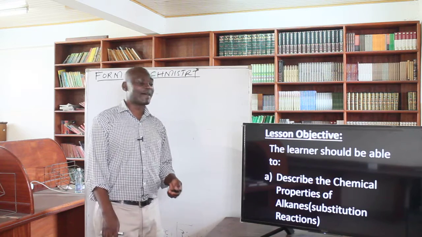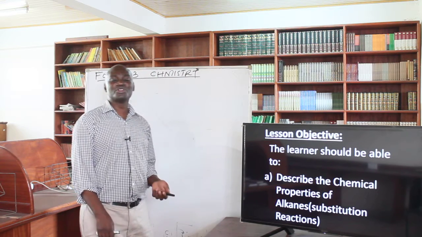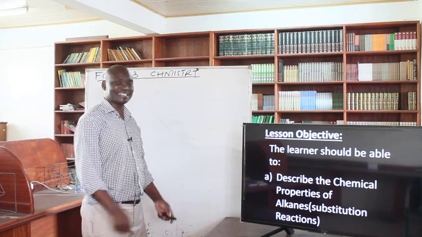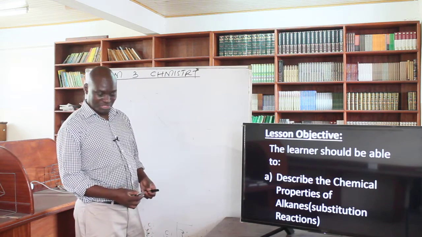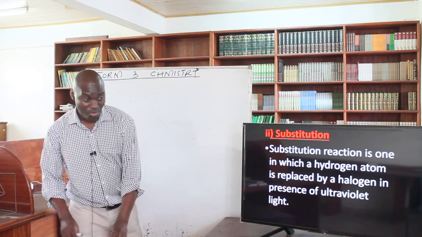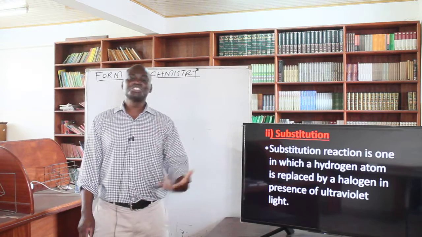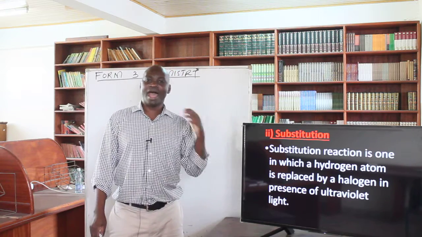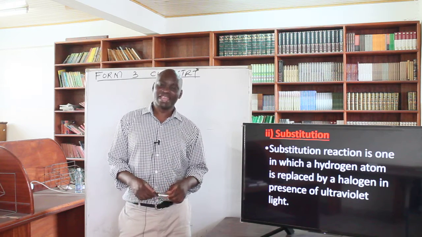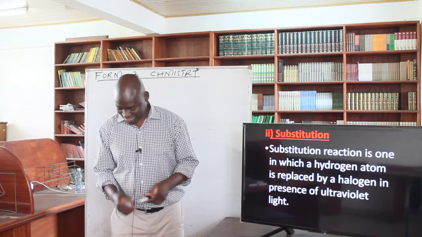Last time we looked at combustion of alkanes, and we said that combustion of alkanes can occur under complete combustion or incomplete combustion. Now, today we want to look at what is called substitution reactions. Just the way the name suggests, a substitution reaction is one in which a hydrogen atom of an alkane is replaced by a halogen in the presence of ultraviolet light.